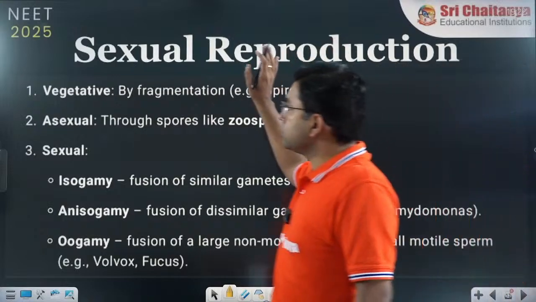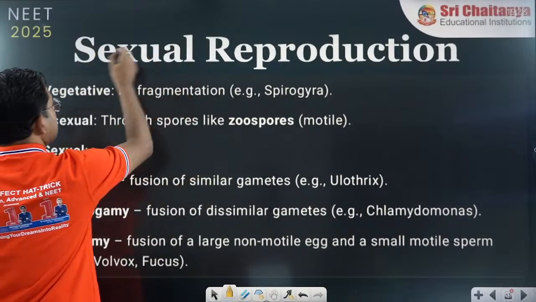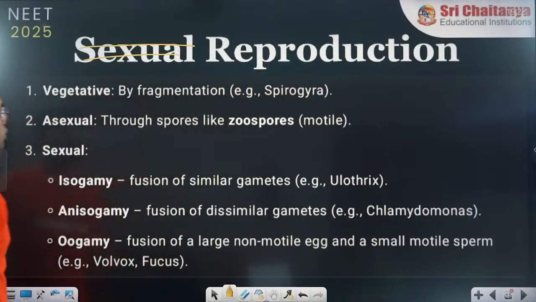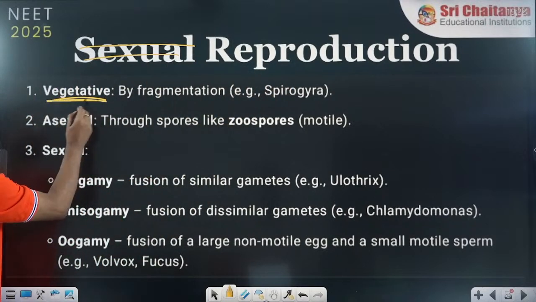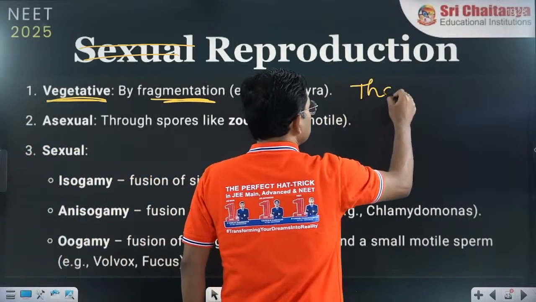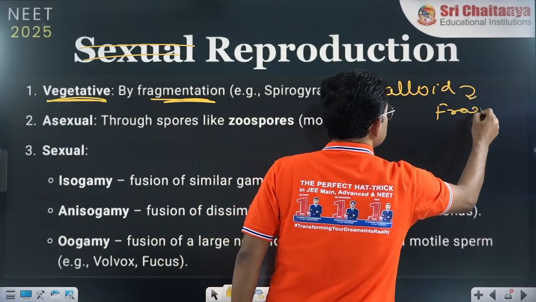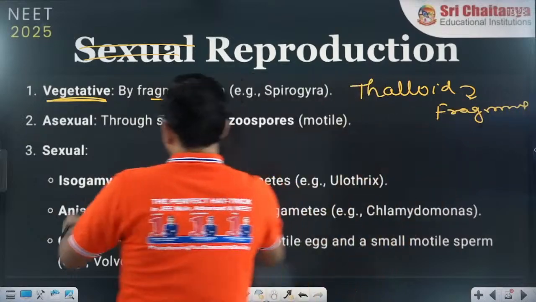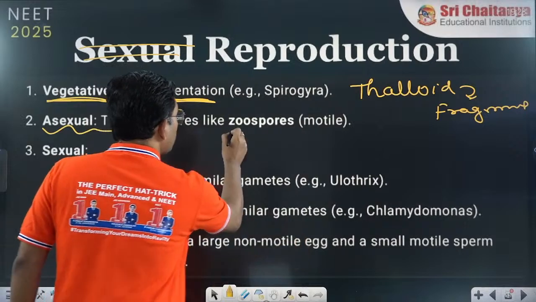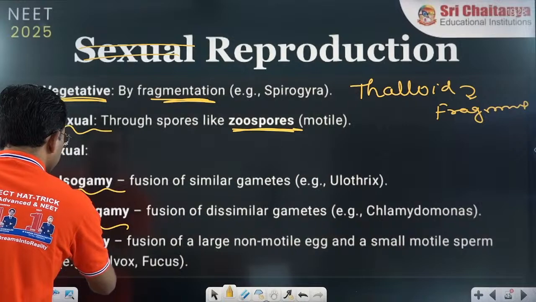If we talk specifically about reproduction, here it is given sexual reproduction, but in general it is talking about reproduction. So vegetative through fragmentation, because thallus body. So thalloid body will propagate through fragmentation. Then asexual reproduction, so they form spore. Which spore? Zoospore. Sexual reproduction through isogamy, anisogamy, oogamy.